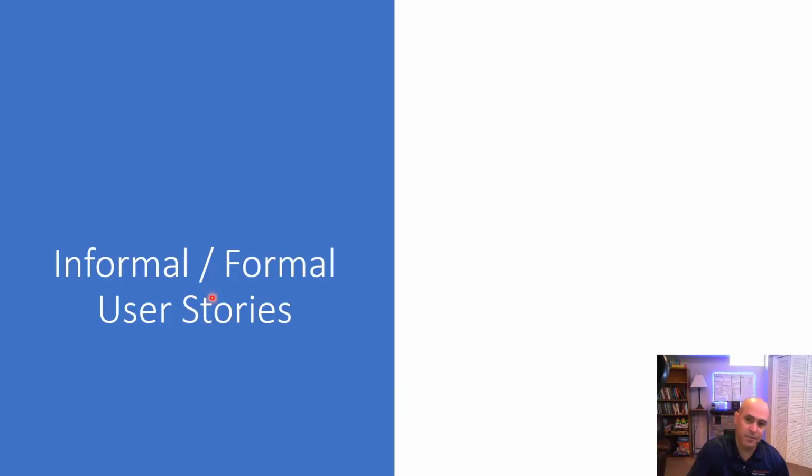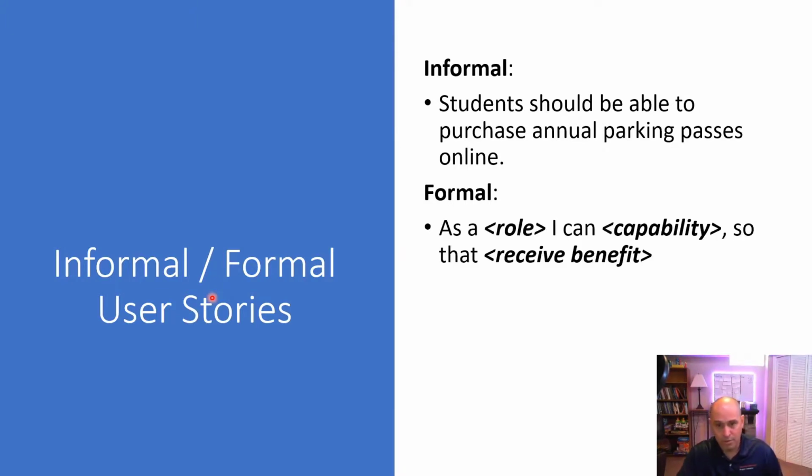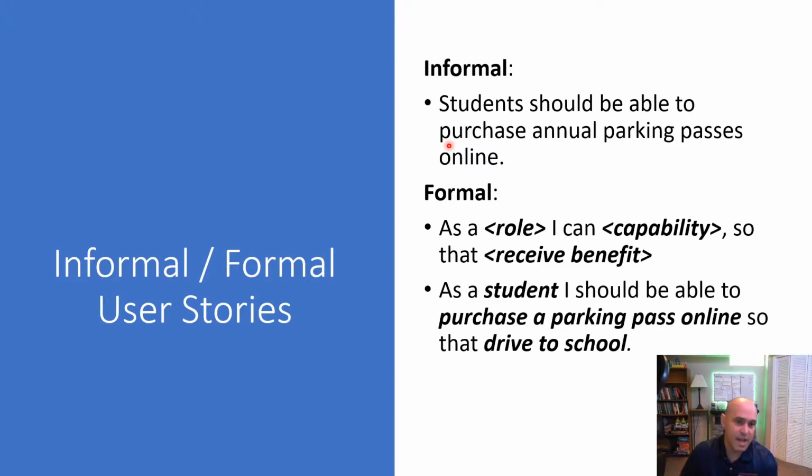So let's take a look at some informal and formal stories. As an informal story, you might say, hey, you know, students should be able to purchase an annual parking pass online. Okay, definitely a functional requirement. The way you formally represent this user story is with the following template. You say, as a role, I can capability so that, and then receive benefit. So to rephrase this informal user story as a formal user story, I might say, as a student, I should be able to purchase a parking pass online so that I can drive to school.